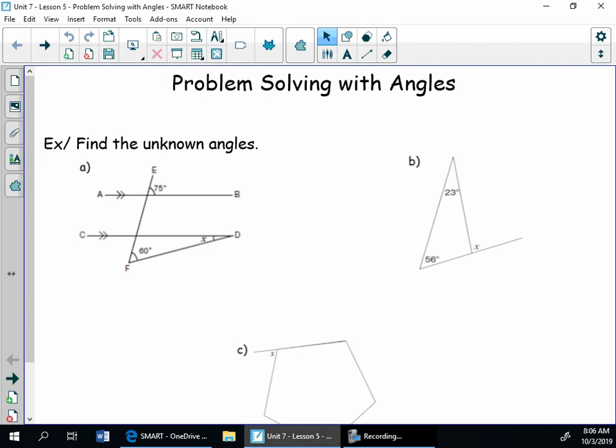It's just a bunch of examples. We want to always find the missing angles. Sometimes they'll be labeled for us. Sometimes we'll need to find extra things in order to find the ones that are labeled for us. So let's get started on the first one here.